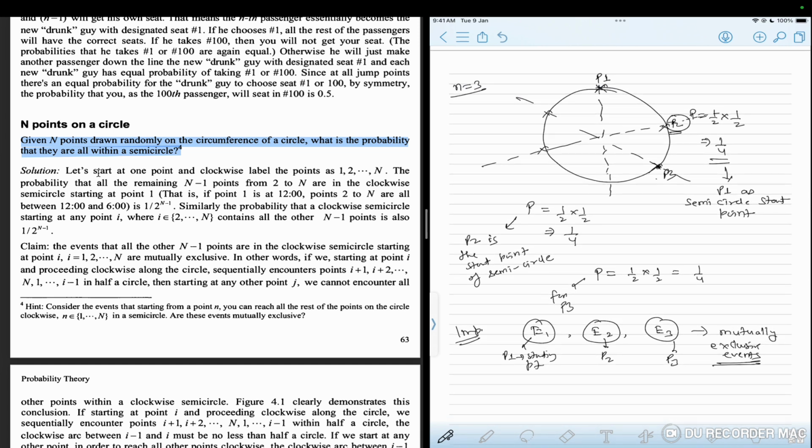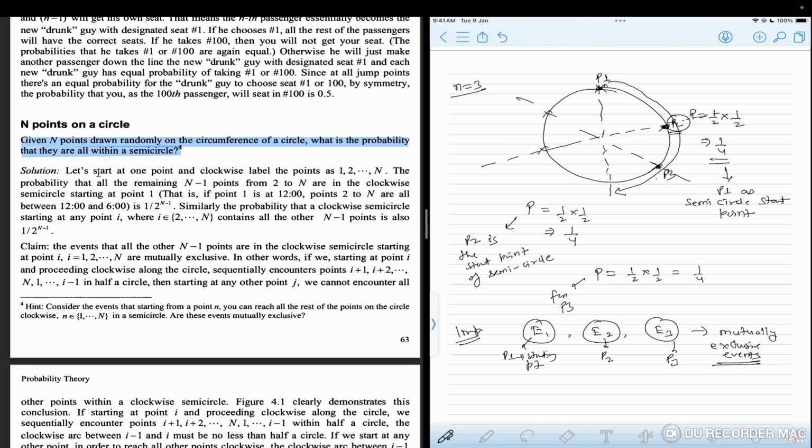If our semicircle start point is P1 and we are able to place points P2 and P3 such that P1, P2 and P3 form a clockwise semicircle, then if we keep the points like this and just shift the semicircle start point to another point, let's say P2, then it is guaranteed that we will not be able to find a semicircle with all the 3 points.